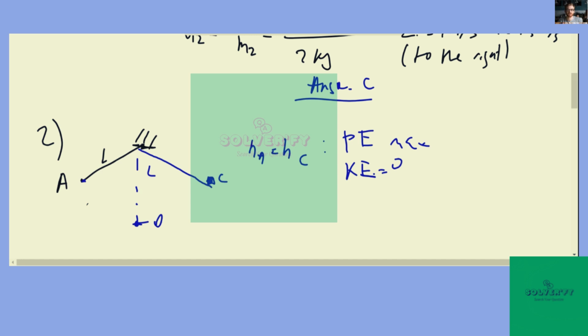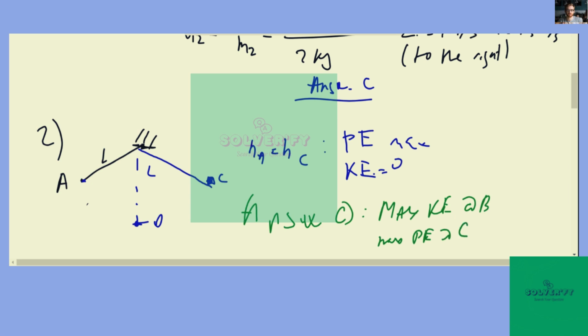Then by the exclusion principle, the answer should be answer C: maximum kinetic energy at point B and maximum potential energy at point C. Unfortunately, I don't know where point B is, but still that's the solution of this problem. Please, next time, submit the question with the image.